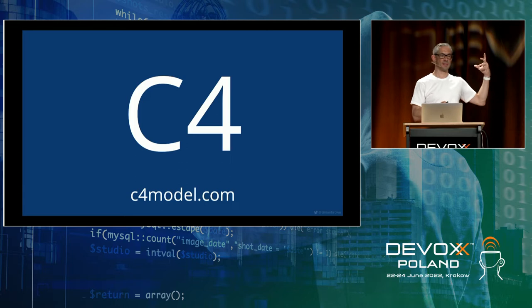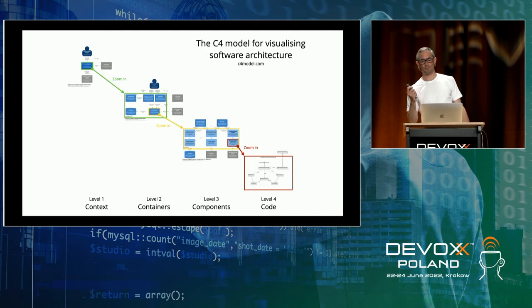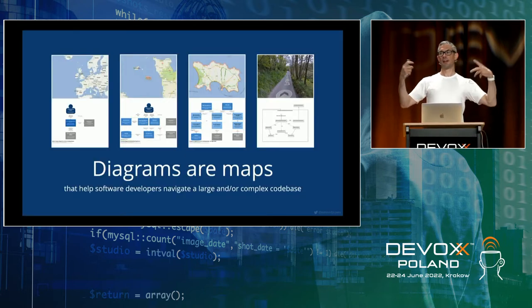So the C4 model is a set of abstractions and a set of diagram types that allow you to draw software architecture diagrams at different levels of abstraction. And you can find more information on c4model.com. This is C4. It stands for context, containers, components, and code. So it's four levels of diagrams that map onto four levels of abstractions that are defined as a part of the C4 model. And really, the concept here is diagrams as maps.